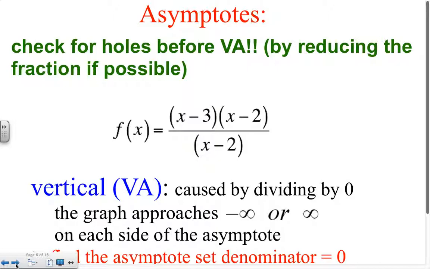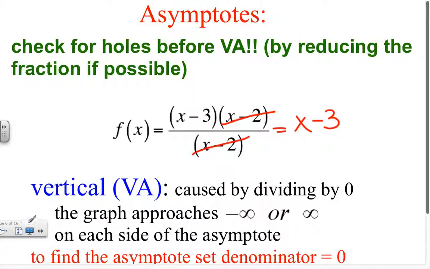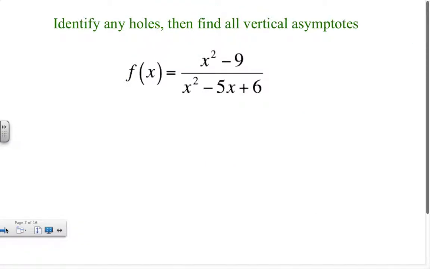So for example, in this case, we can cross out x minus 2 and x minus 2, which just leaves us with x minus 3. For the x minus 2 that we canceled out from our original equation, x cannot be equal to 2. That is not technically a vertical asymptote, that is just a hole. So we have a hole on anything that we can cancel out, and we have a vertical asymptote with anything that would be left in the denominator.